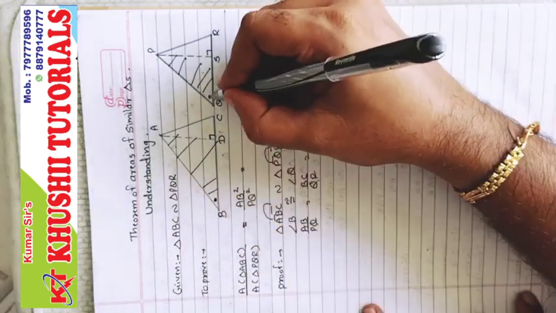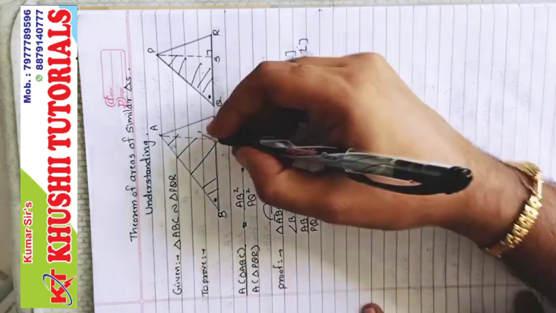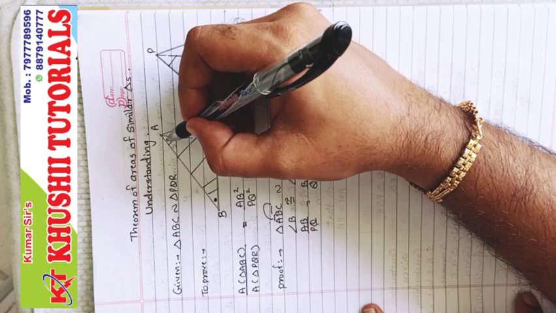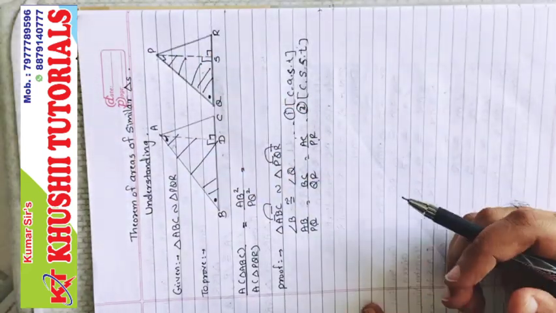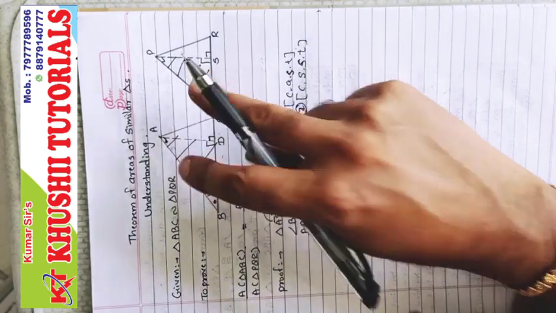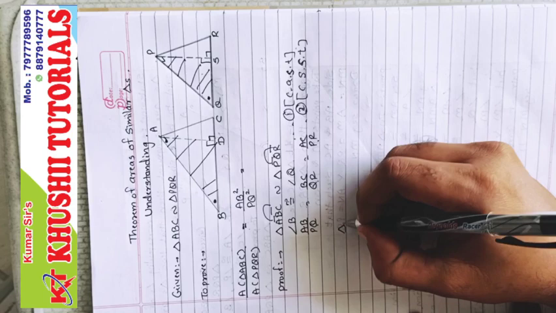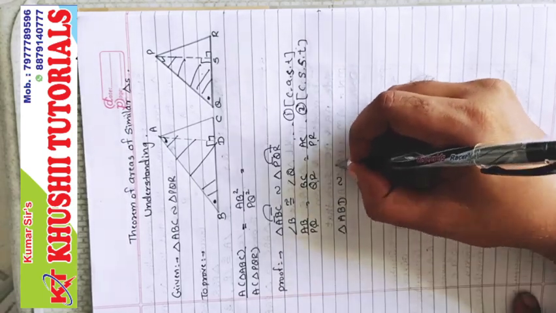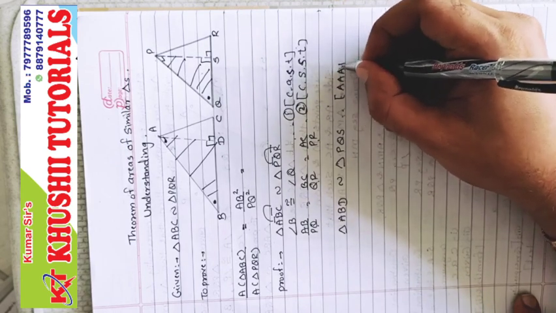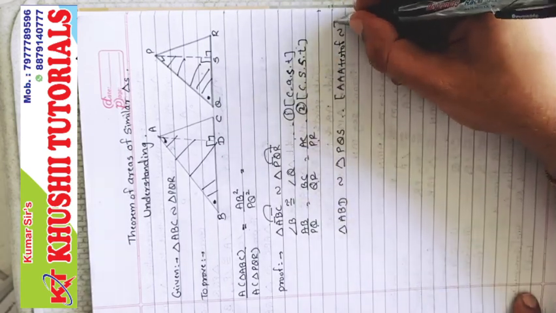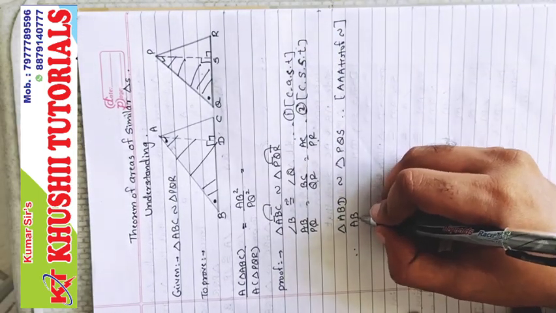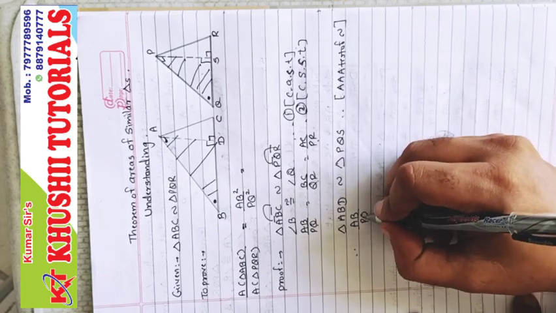See, here angle B is congruent to angle Q. It is already proved. Angle D is congruent to angle S, each 90 degrees. And angle A is congruent to angle P, which is the remaining angle of the triangle. Therefore, both triangles are similar by AAA test of similarity. So we have proved triangle ABD similar to triangle PQS, right? AAA test of similarity.